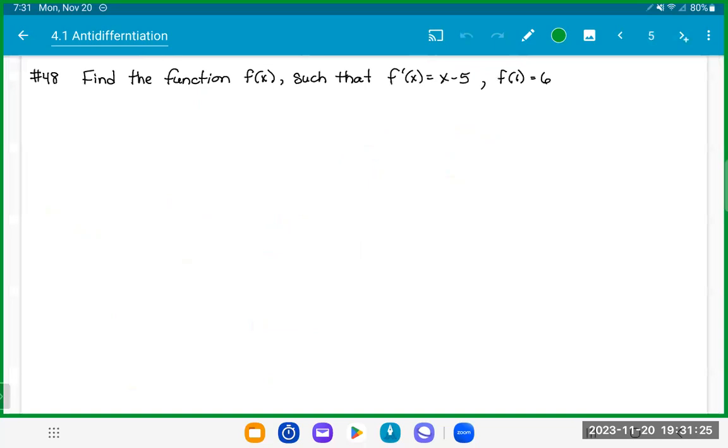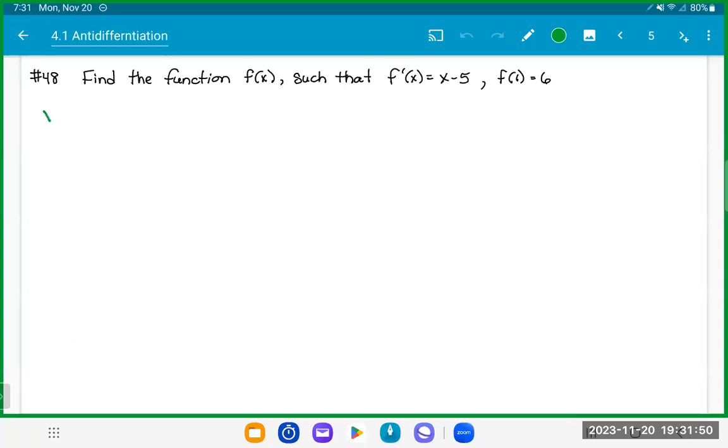All right, so the last type of example that we have here is we want to find a function f of x such that the derivative is equal to x minus 5. And when I evaluate it at x equal to 1, my solution is 6. So how do we do that? We first need to find what f of x is by integrating.